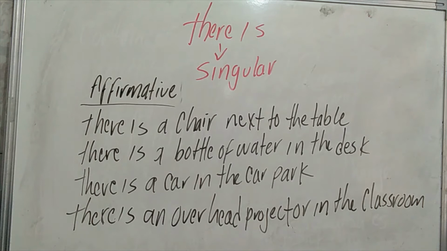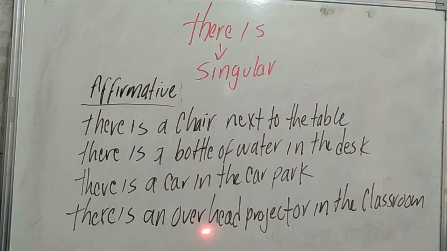Okay, guys, first let's analyze this one. We want to check there is, right? That one I use in singular form. Remember, there is is going to be in singular form, and we want to analyze the affirmative forms, right? For example, in this case, it says, there is a chair next to the table. There is a bottle of water in the desk. There is a car in the car park. There is an overhead projector in the classroom, right?